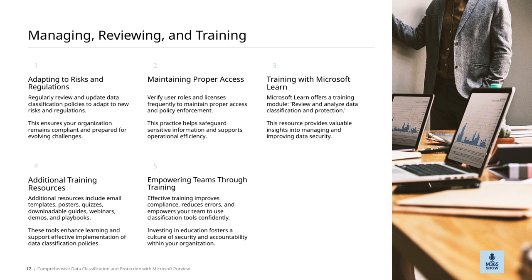It's also important to regularly verify user roles and licenses. Doing this helps maintain proper access controls and enforces policies effectively. By keeping access up to date, you prevent unauthorized data exposure and support operational efficiency. Finally, don't forget to review and update your data classification policies periodically. As risks evolve and regulations change, adapting your policies ensures your organization remains compliant and prepared for new challenges. Continuous review and improvement are key to maintaining a strong, resilient data protection strategy.